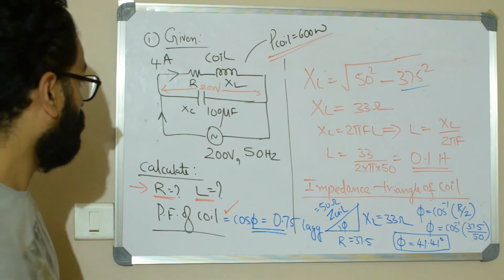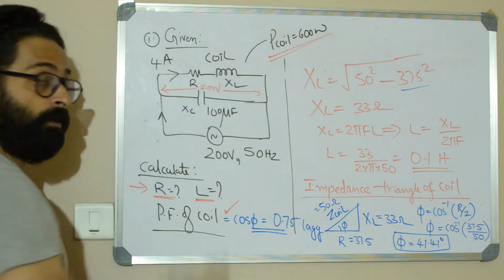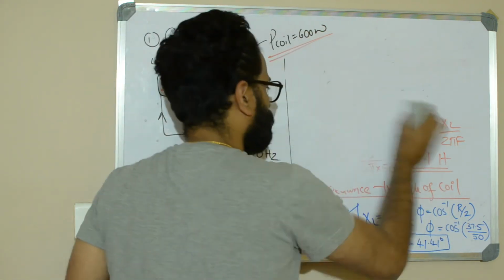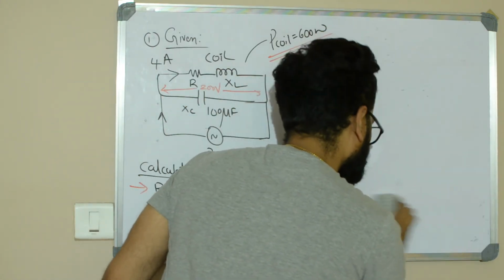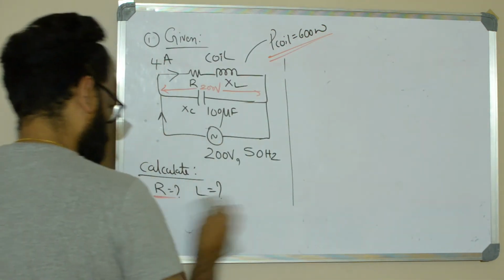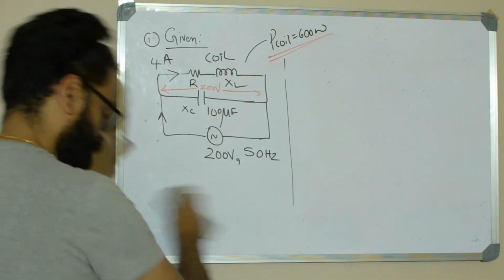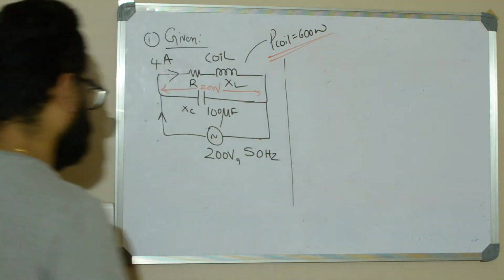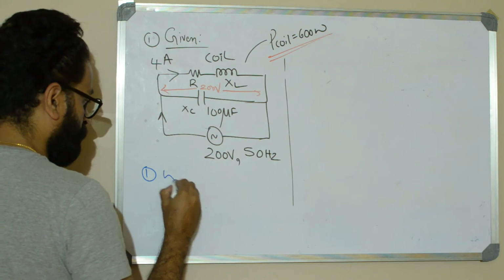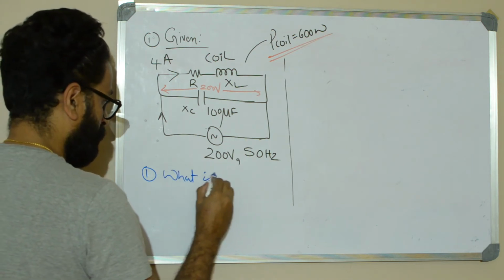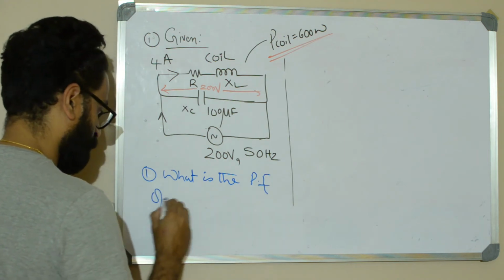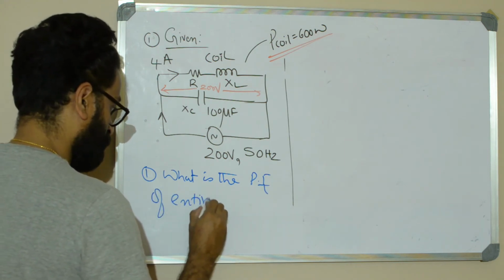Just to add on, instead of the power factor of the coil, what if you were to find the power factor of the overall circuit? In that case, you will have to dig a little deeper into the problem. So let me consider this case as well. Let me just extend this problem: what is the power factor of the entire circuit?